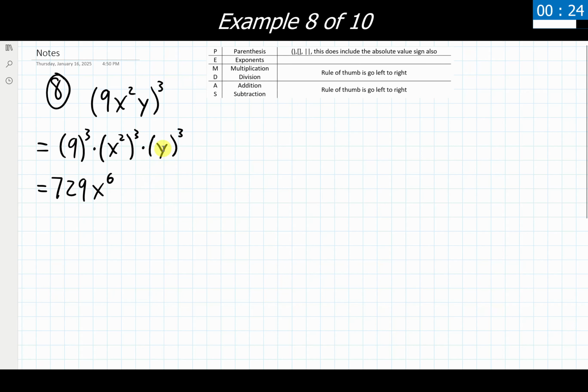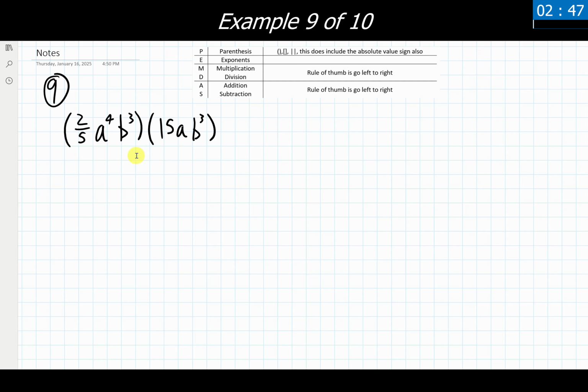And then y raised to the 3rd power, well, what's the exponent that's showing up here? I have that invisible 1 that's hanging out there with that y. So 1 times 3, that's going to give me 3. So I have y to the 3rd at the end. And my final answer is going to be 729 x to the 6th y to the 3rd power.